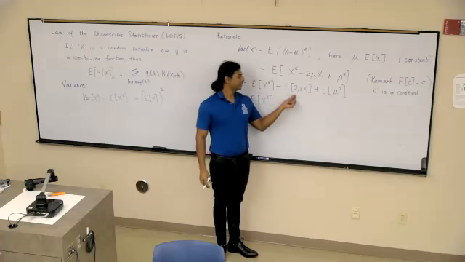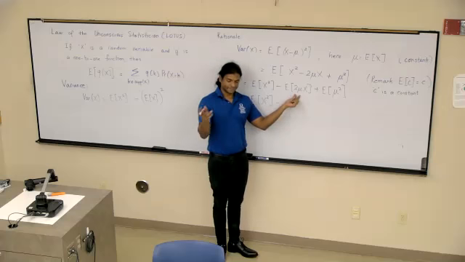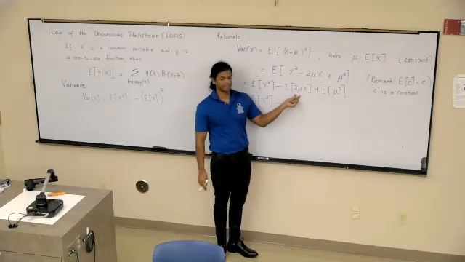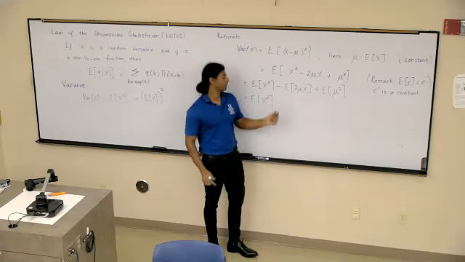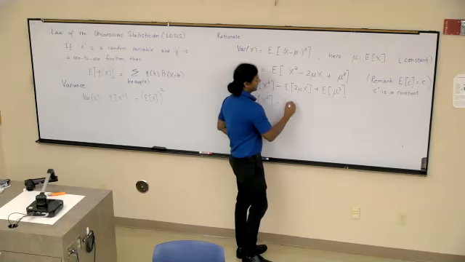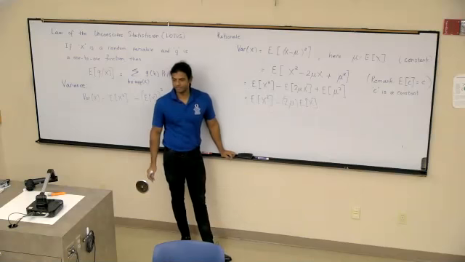I have 2 mu x. We already addressed that mu is a constant, which would make 2 mu a constant. When we did the linearity of expectation, I mentioned that if we have a constant, we can pull it out of the expectation. So 2 mu, expectation of x.